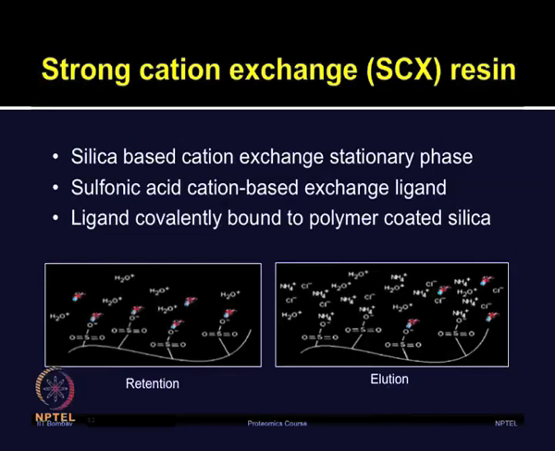Now, as I have shown in the slide, there are two important phenomena here. One is retention, the other is elution. Retention is based on the electrostatic attraction between the negatively charged sulfonic acid and the positively charged peptides. The elution can be performed by an exchange of peptides for the cation of a mobile phase additive, the ammonium ions, in response to the high concentration of cations.